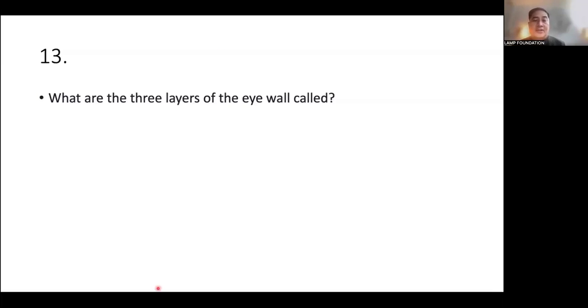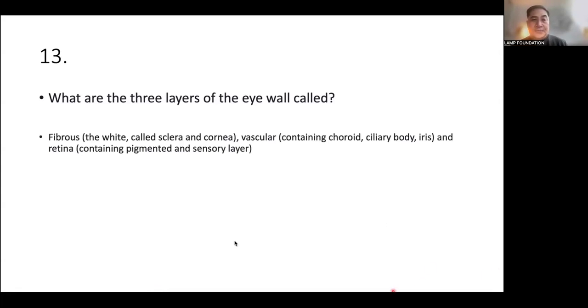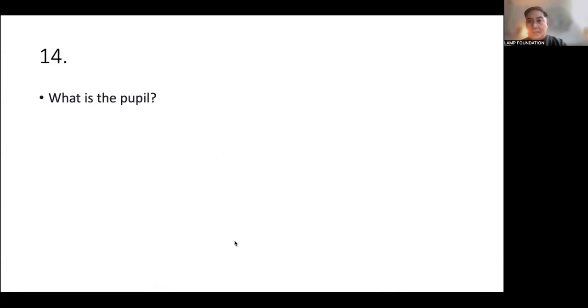What are the three layers of the eye wall called? Fibrous, the vascular, and retina. What is the pupil? The pupil is the black opening in the middle of the colored part of your eye. The pupil gets bigger.